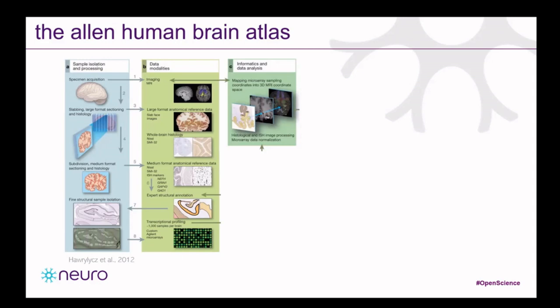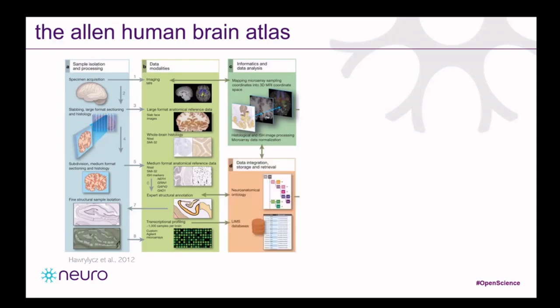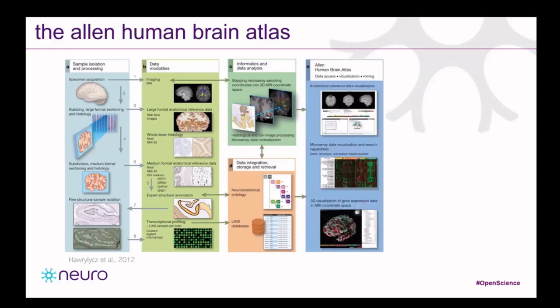So they do the microarray, then they match their sectioned brains to the MRI, so that they have the anatomy. How do you store the data? That's a whole other thing. That could be its own lecture. And then bingo bango, here's the Allen Human Brain Atlas. This is the thing that I used.